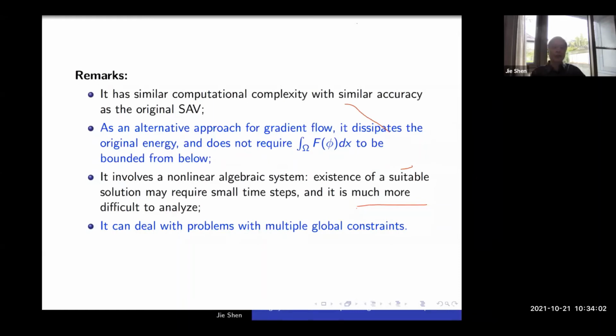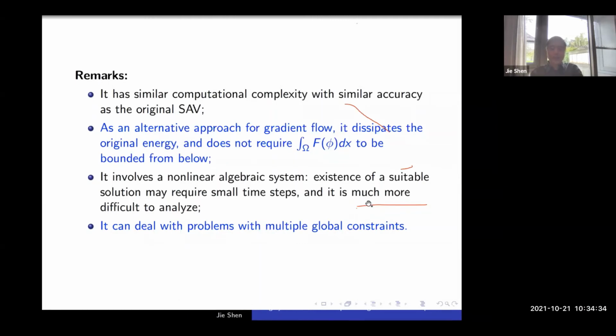But there are some difficulties with this approach. For the nonlinear system, even though it doesn't cost you much to solve, it may not have a unique solution, right? And it may not have a good solution. So for this, you may need a smaller time step for the nonlinear algebraic system to have a sensible solution.